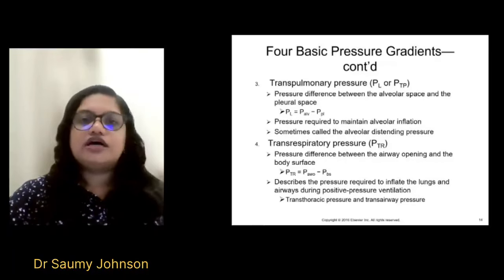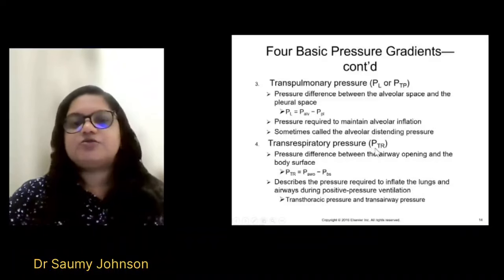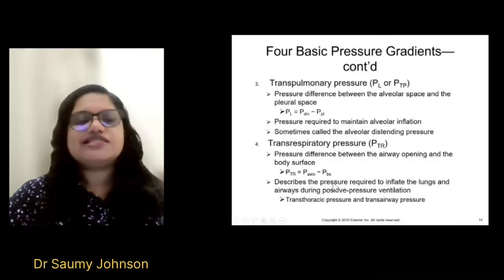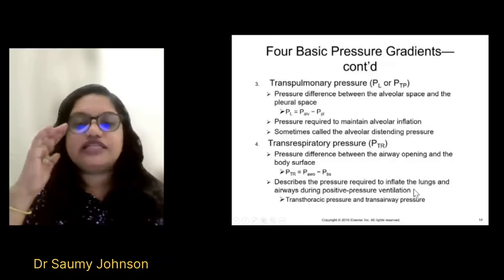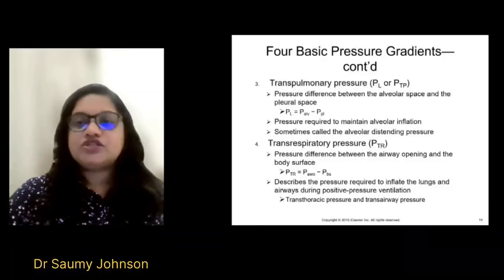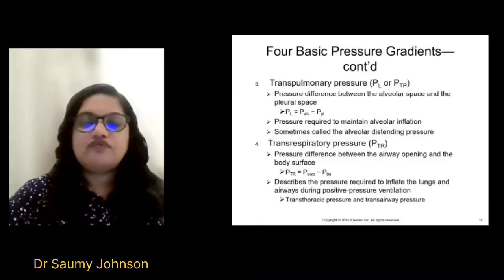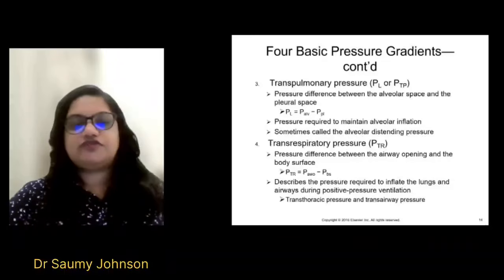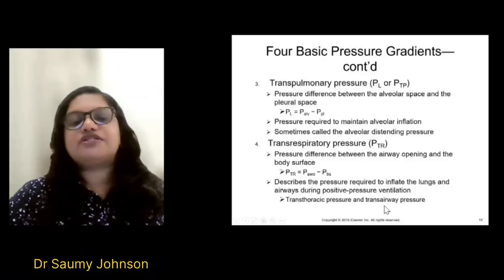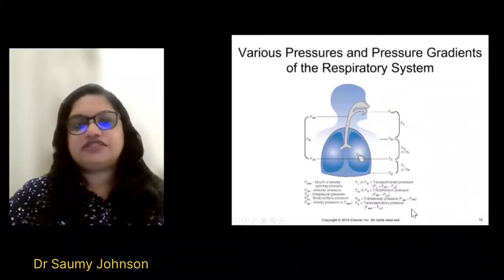Now, the fourth pressure gradient is transrespiratory pressure, that is PTR, the pressure difference between the airway opening and the body surface. So, this describes the pressure required to inflate the lungs and the airways during positive pressure ventilation. So, this is very, very important when we talk about positive pressure ventilation. So, that is the transthoracic pressure and the transairway pressure.